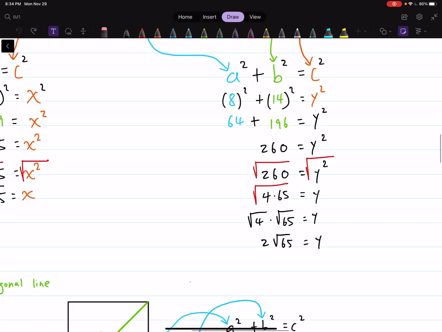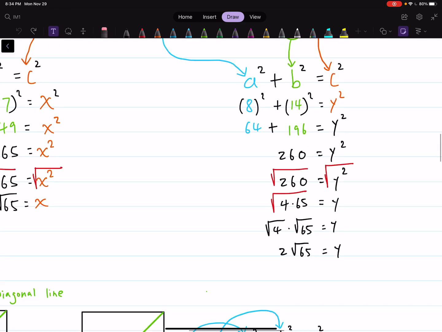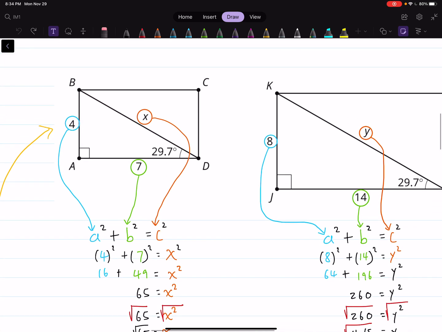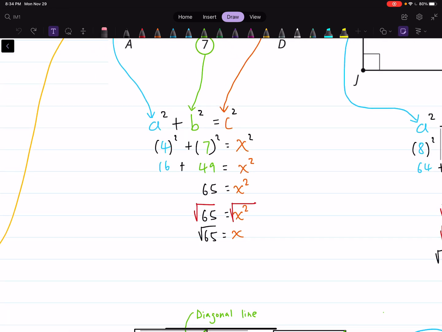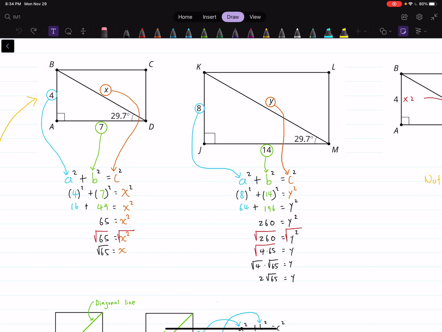So as you can see, the hypotenuse for this variable y is 2 square root of 65. And the hypotenuse for the x is square root of 65. And so that's how you go ahead and do these problems here.